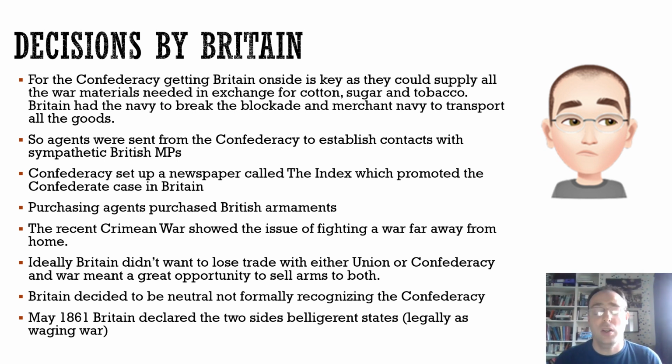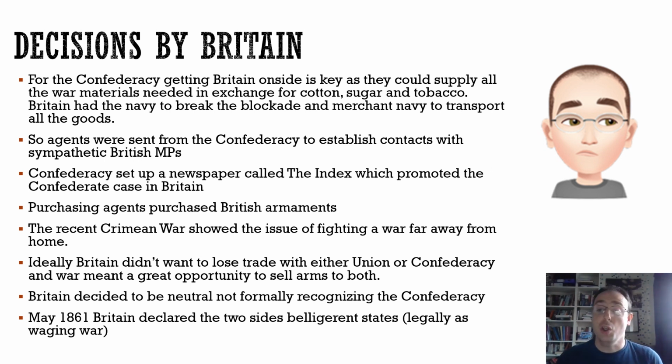The Confederacy sent over agents to try and contact sympathetic MPs and build up support in Parliament. Didn't really get hugely far with that, but they did try. They also even went as far as creating a pro-Confederate newspaper called the Index to try and promote the Confederate cause in Britain. Also, going back to the economics of it, they sent purchasing agents over to buy armaments from the British.